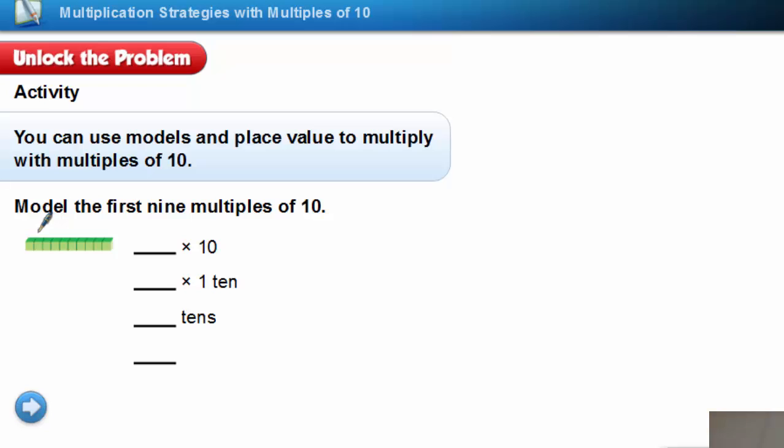So here we have one group of 10. We have 1 ten. That's 1 times or group of 1 ten. How many tens is it all together? 1 ten, which is 10, right? One group of 10 or 1 ten rod equals 1 ten, which is 10. That was pretty simple, Mrs. Ard, but now let's see if we can figure out the other multiples of 10.